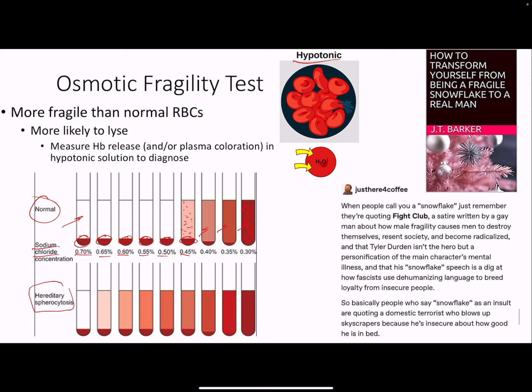Okay, what happens in this case, though, is that they're more fragile. I've barely raised the hypotonicity, how watery the solution is, at all, but notice in this case, they're already dying, and it's only 0.65. Here, they didn't start to die till 0.5, but again, the point is that they're more fragile.